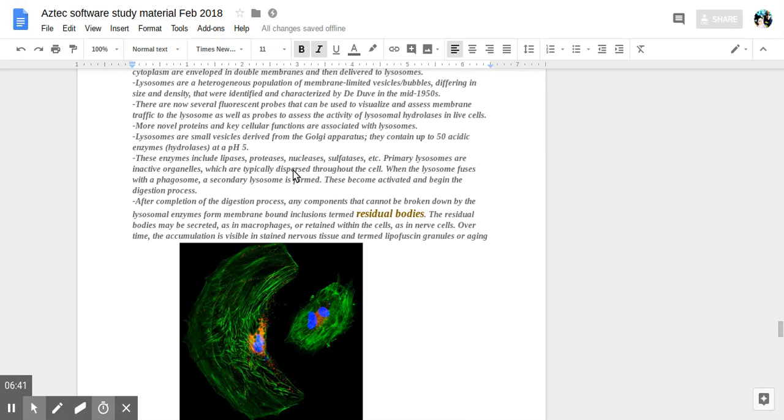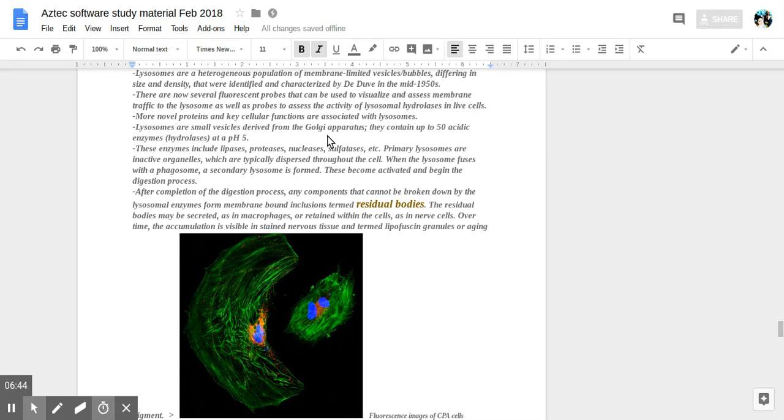So, lysosomes are a heterogeneous population of membrane-limited vesicles or bubbles, differing in size and density, first identified and characterized in the mid-1950s by De Duve and colleagues. There are now several fluorescent probes used to visualize and assess membrane traffic to the lysosome, as well as probes assessing the activity of lysosomal hydrolases in cells that are alive. More novel proteins and key cellular functions are associated with lysosomes.